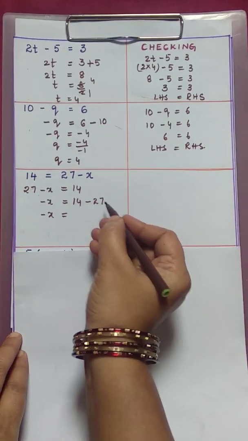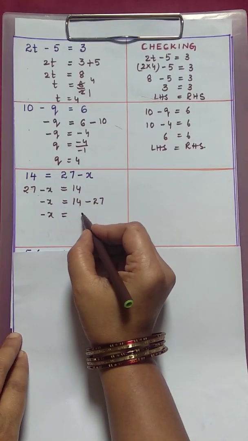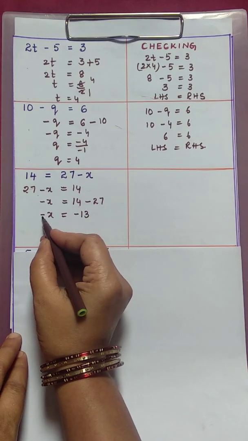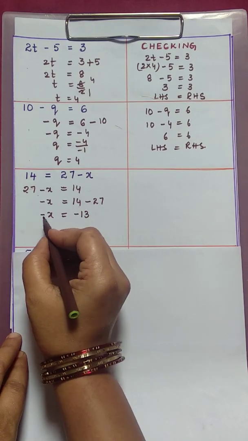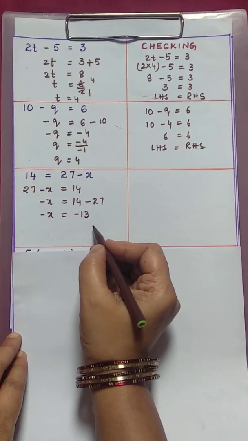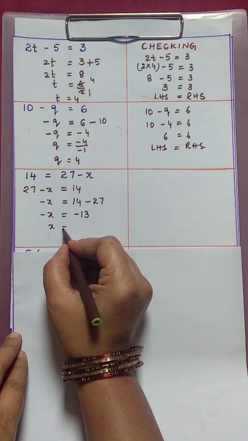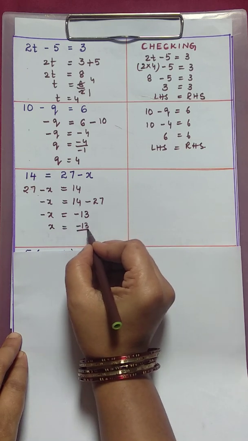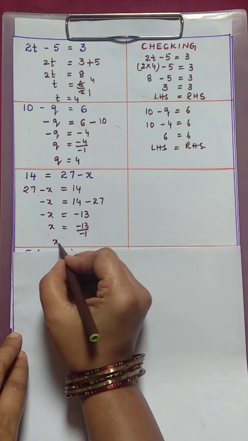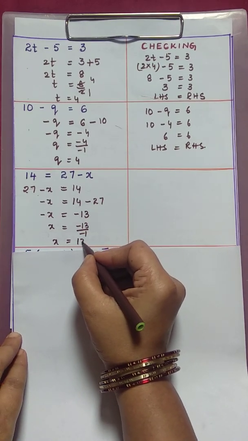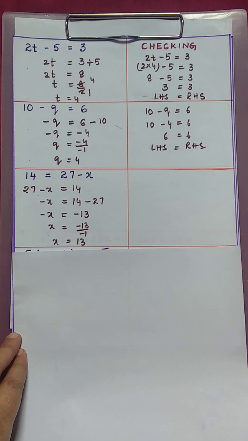We can't subtract 27 from 14 directly. So from 27 we subtract 14. We get here minus 13. Now again it is minus 1 into x. When we transpose minus 1 to right side, we divide RHS by minus 1. So x is equal to minus 13 by minus 1. So x is equal to minus divided by minus is plus, 13 divided by 1, 13. Now let us check here.